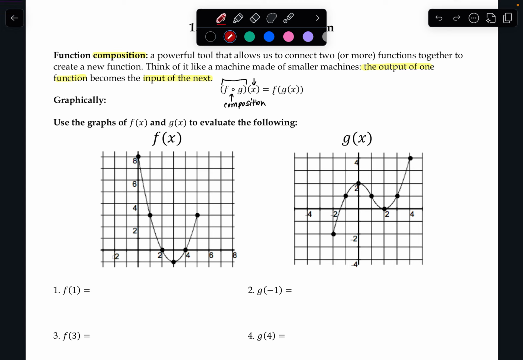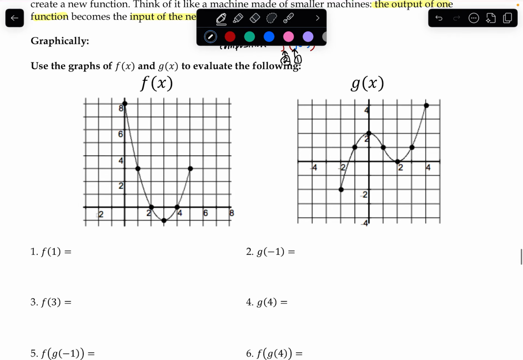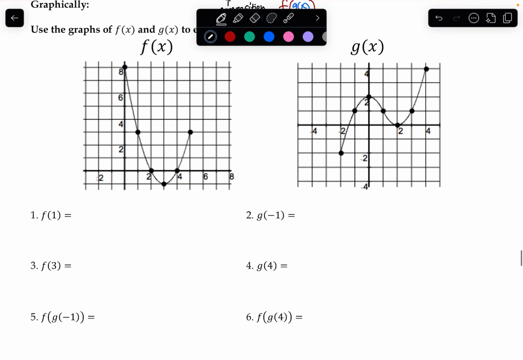And so I like to use two different colors. You're going to apply the function f after you apply the function g. And so you work your way out, okay? And so g would be first, and then right after you applied the function g, you would apply the function f, okay?